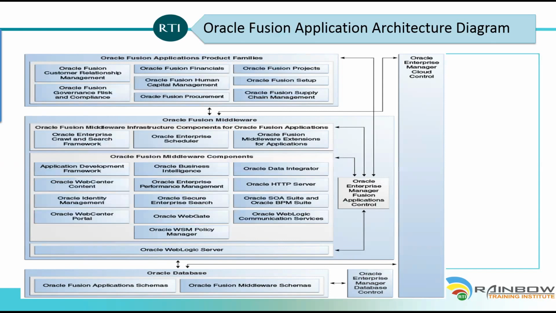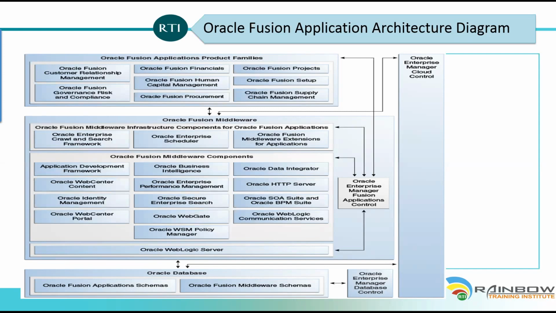The first thing, if you see the diagram, we are categorizing the first part as functional, the middle one as middleware, and the last one as database. All of these are connected together with Oracle Enterprise Manager. As I said, Oracle Enterprise Manager makes sure every component is interconnected and talking to each other. That is how Oracle Enterprise Manager provides connectivity for all these three parts.